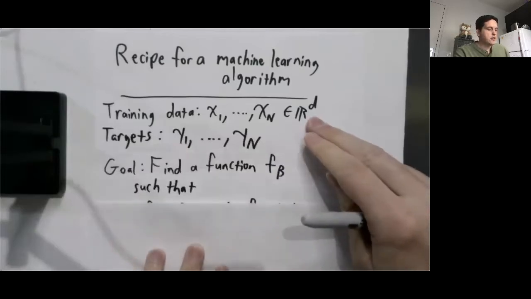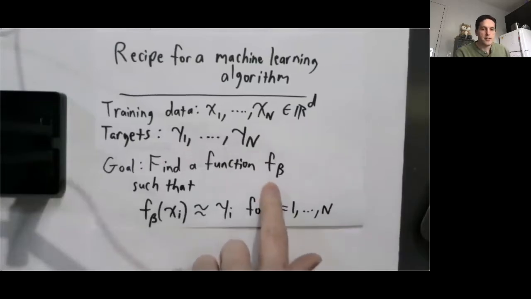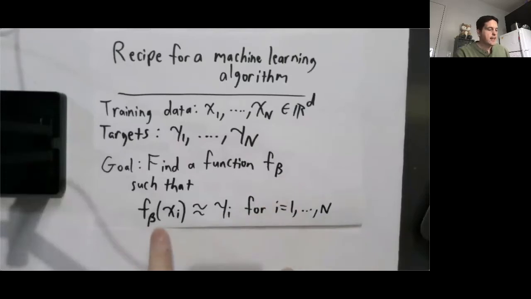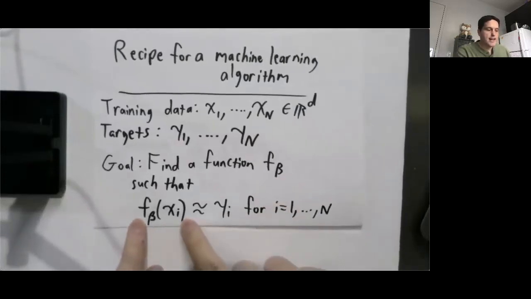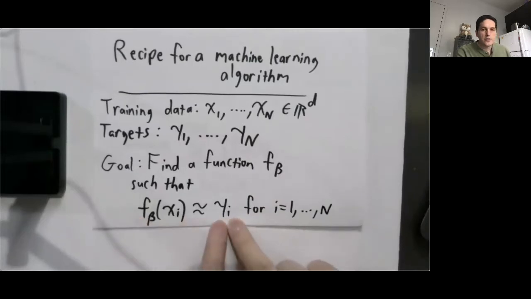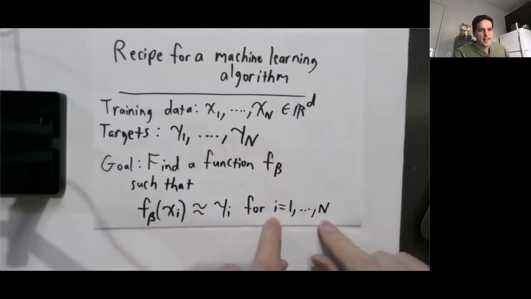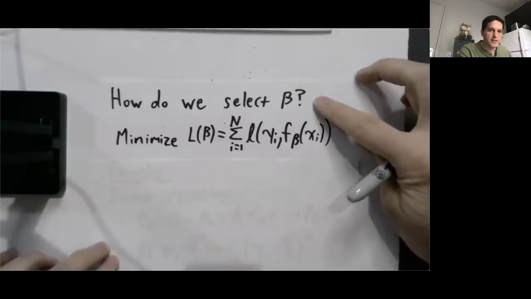Our goal in machine learning is to find a function f, which depends on a vector of parameters beta, such that our predicted value, f sub beta of xi, agrees with the ground truth target value, yi, for all of the examples in our training data set. That's our goal. How do we select this vector of parameters beta?